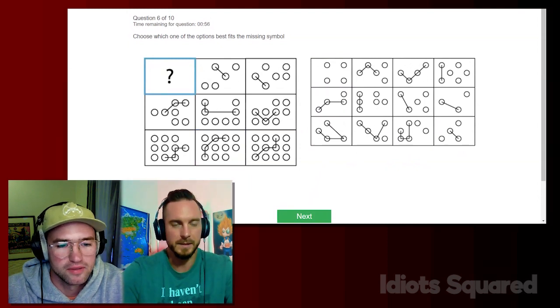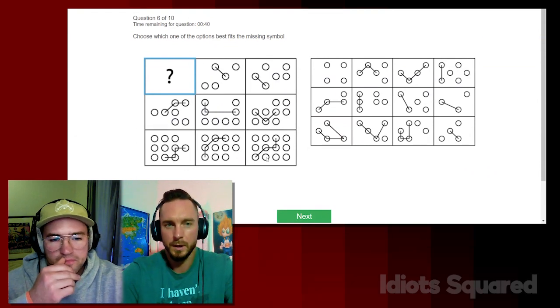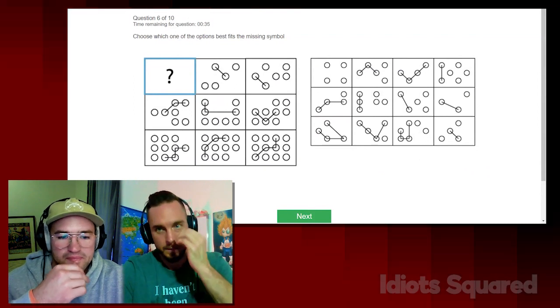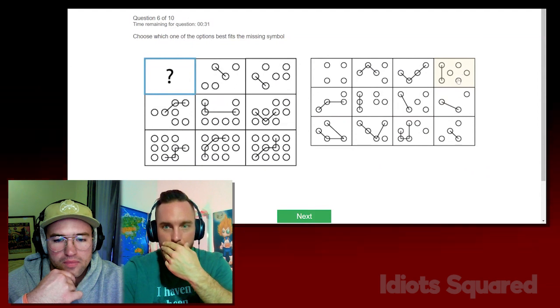Yeah, this one is. Okay, so we got touching 2 circles here, touching 3, then 3, then 3 at the bottom row, touching 4, touching 4, touching 4. So I think it might be a line that's touching 2 circles. So that we have these 4 options here. They're touching 2 circles.